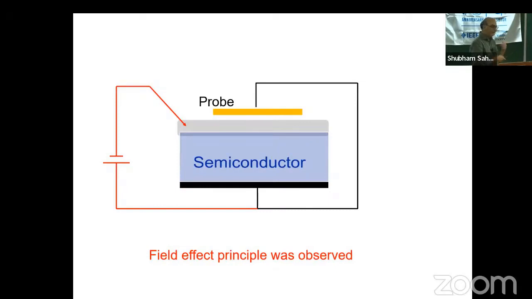This is what they were looking for, a field effect device which could replace a triode. But with a fluid here, with an electrolyte here, with a probe held over here. So this was the kind of arrangement that first showed the field effect principle.